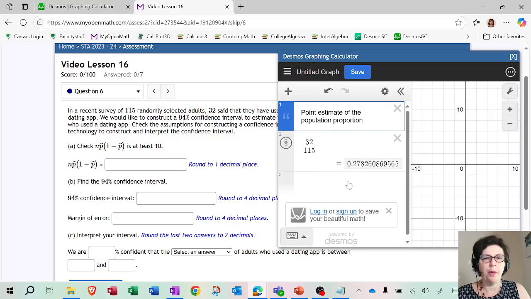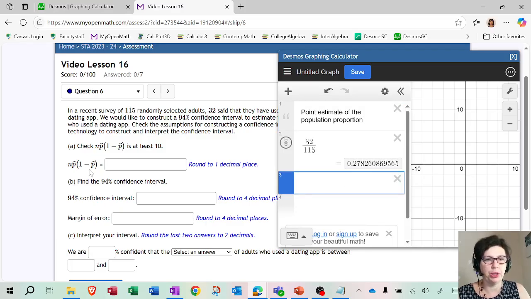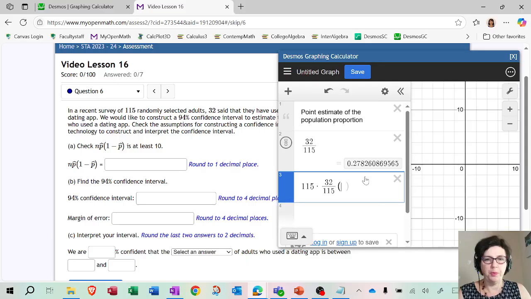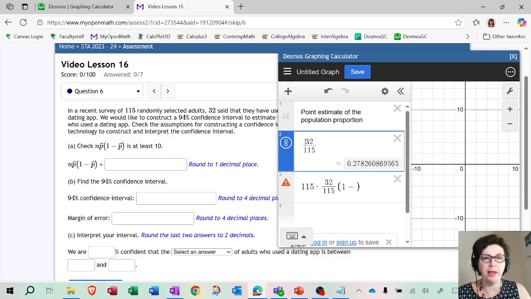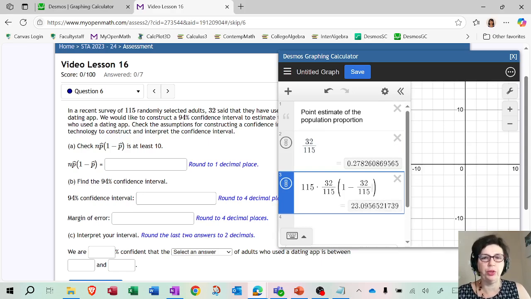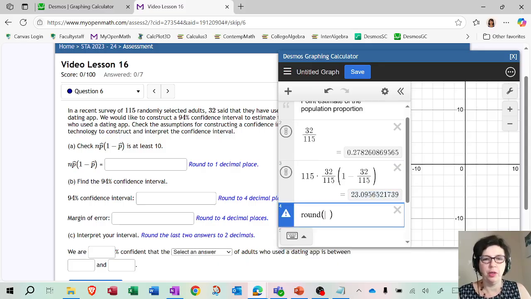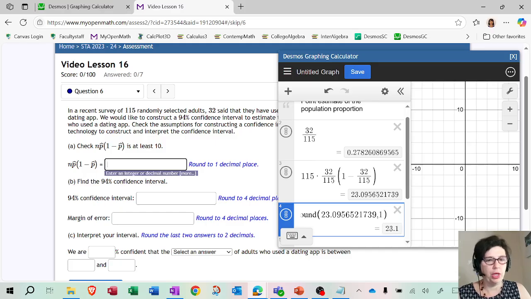Okay, so to check for assumptions, we need to compute n p hat times (1 minus p hat). Well, n is the bigger of the two numbers, so that would be 115, multiplied by p hat, which we just computed, and never convert to a decimal. So don't use the decimal representation, use the actual fraction. Then open parentheses 1 minus, and again copy paste the fraction from here. Do not convert it to a decimal because you could get in trouble with the rounding. At this point you can go ahead and round, so you can say round, click on the number and then comma 1. Okay, so that should be 23.1.